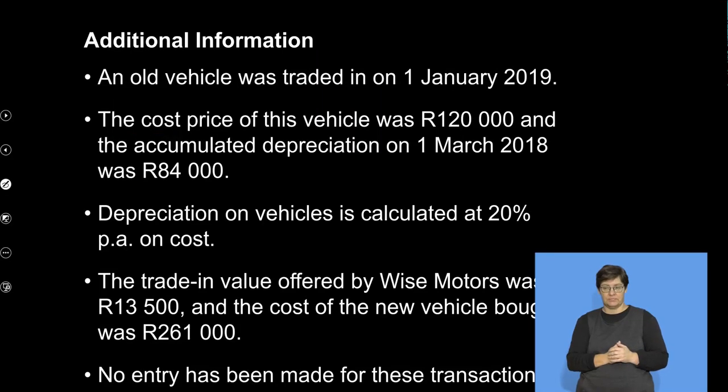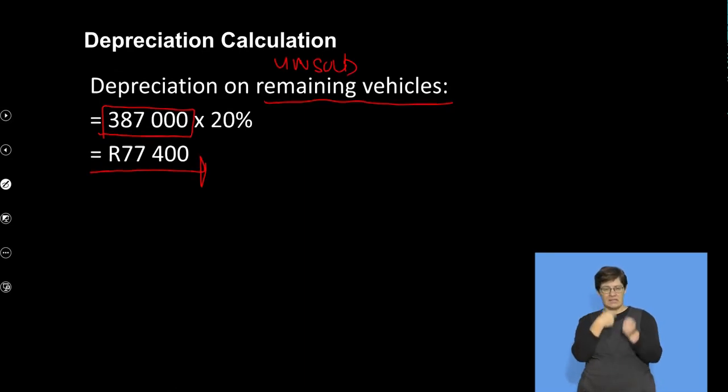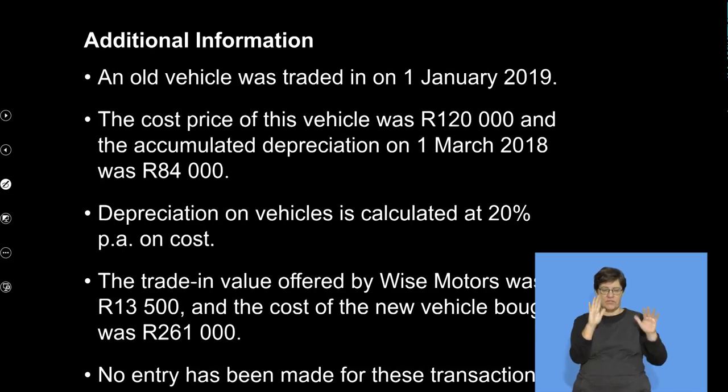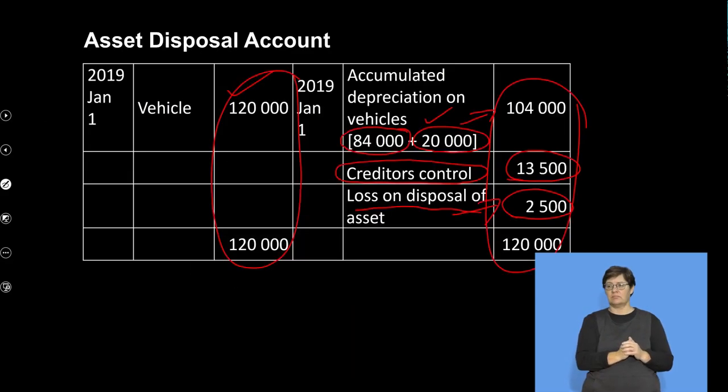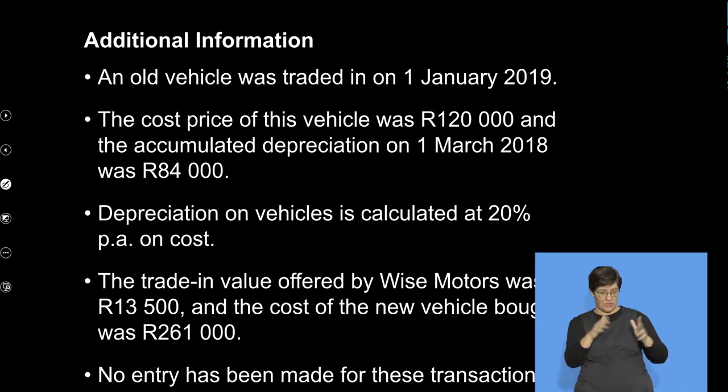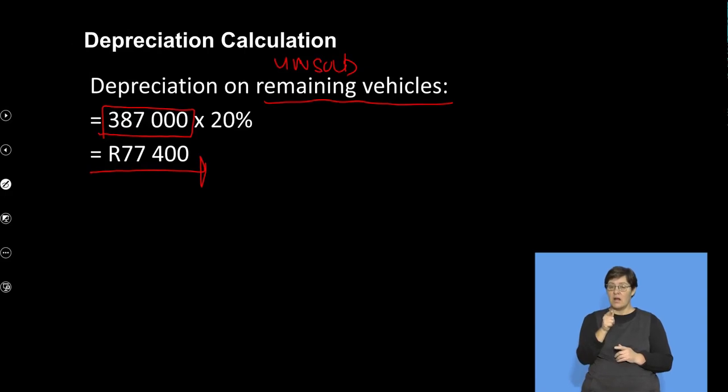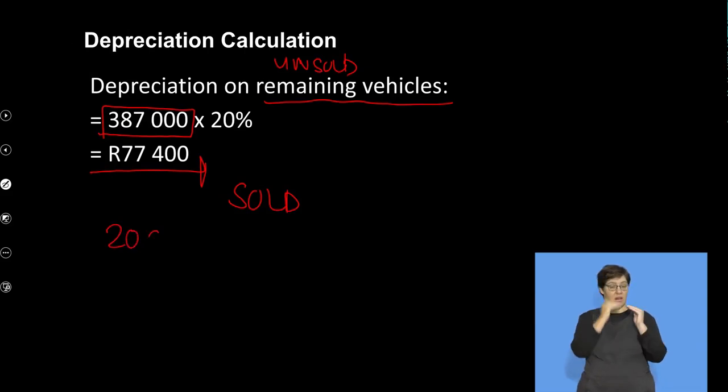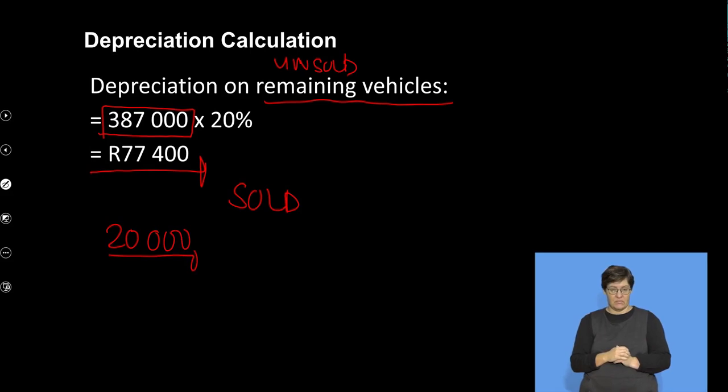Okay, now if you look at the sold vehicle, remember on the sold vehicle, we've already calculated our depreciation in our previous segment. Let's just get that figure so we know what it is. There we go. It was the 20,000 Rand. So in this calculation, remember the sold vehicle had a total depreciation of 20,000 Rand.